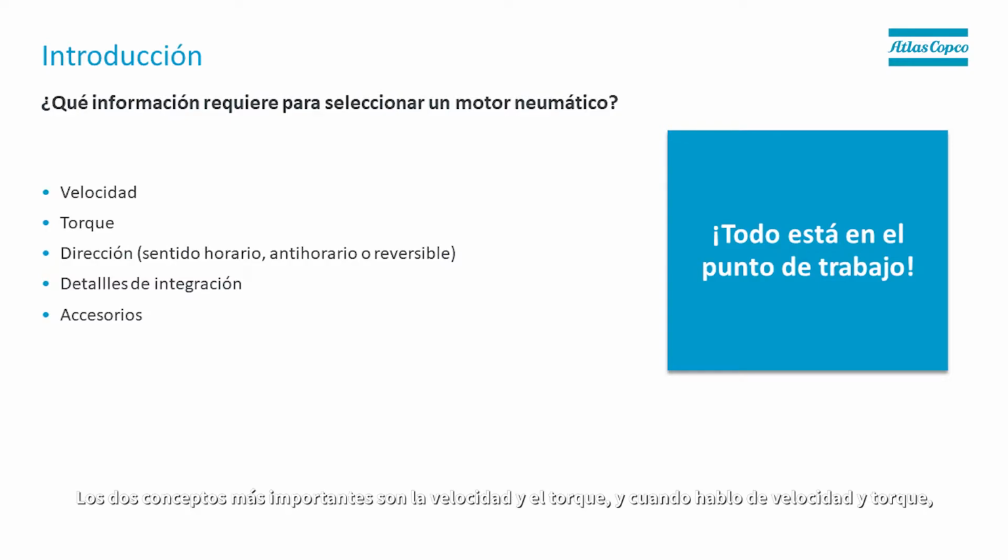When we talk about speed and torque, we talk about the working point condition, where the speed is under load condition and the torque is the running torque. For those familiar with applications using air motors, you know that we have different types of torque to spec the motor: stall torque, running torque, and starting torque. The torque I mentioned here is the running torque.